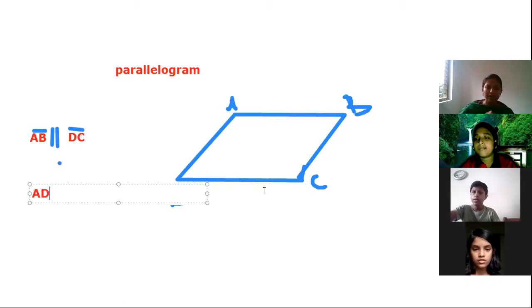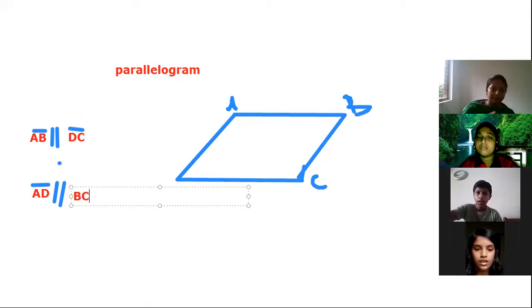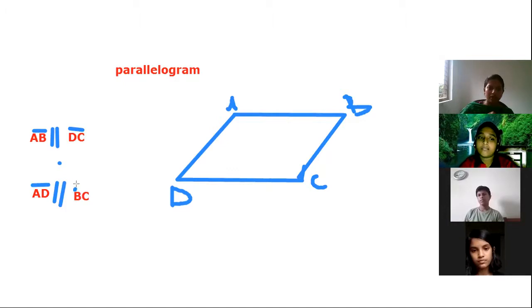Line AD can be written as AD, and there is a line above it. Parallel is represented by drawing two vertical lines. Line AD is parallel to which one? Line BC. For making it line BC, we have to draw a line 2. So we can say that line AB and line DC are parallel, and line AD and line BC are parallel. Is it clear?